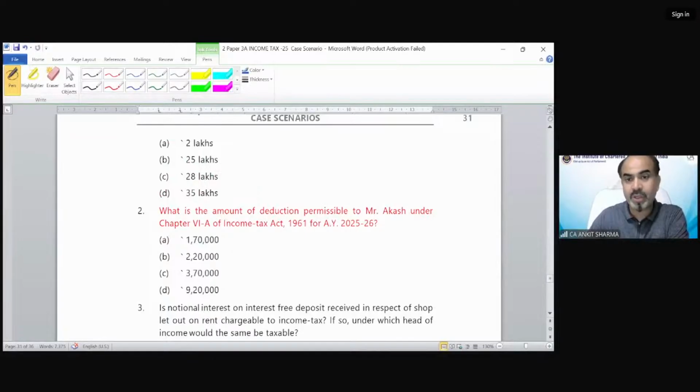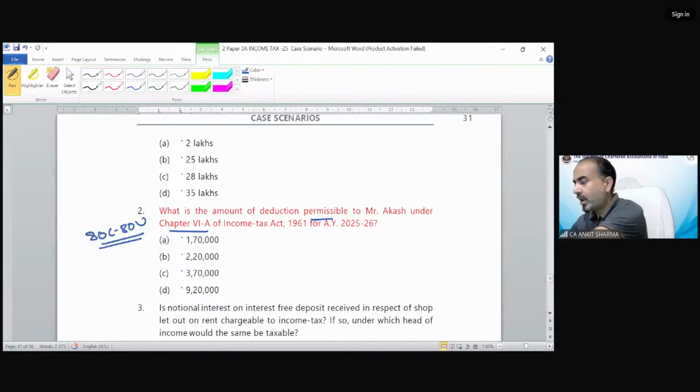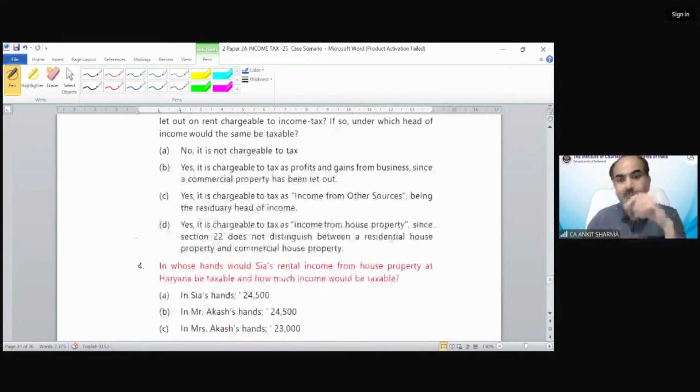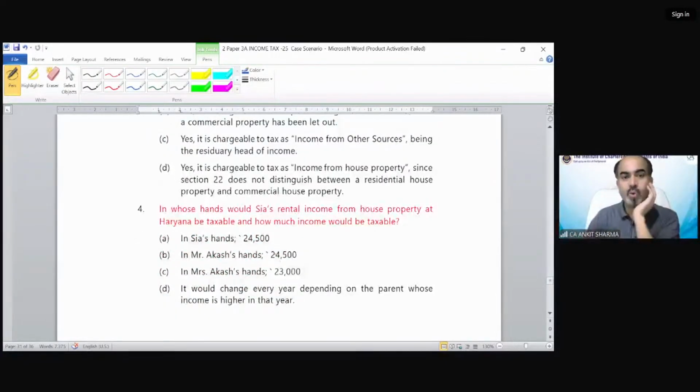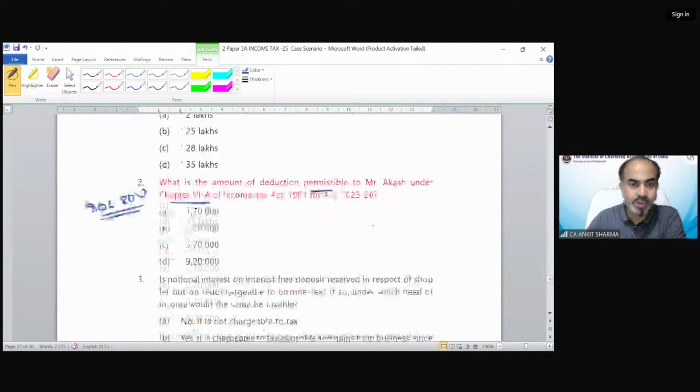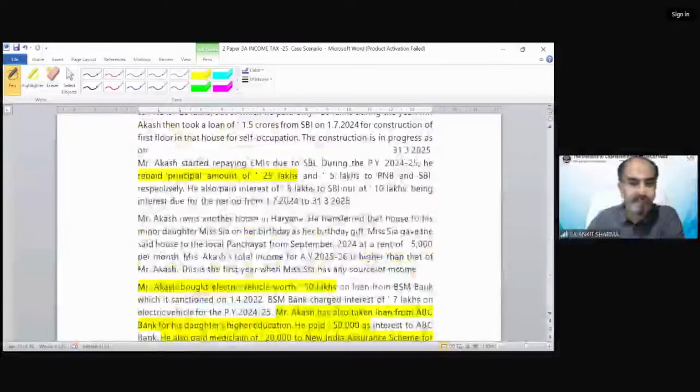Question number 2 is, what is the amount of deduction under chapter 6A? So we have to find deduction under section 80C till 80U. How much deduction we can claim under section 80C up to 80U. Then point number 4 is regarding in whose hands would Sia's rental income from house property at Haryana be taxable and how much income would be taxable? For these two questions, we have to find out the relevant information out of this question.